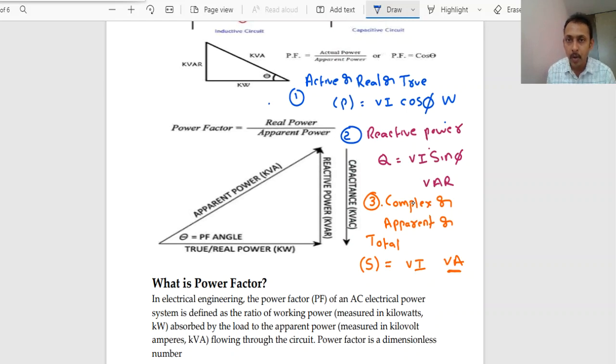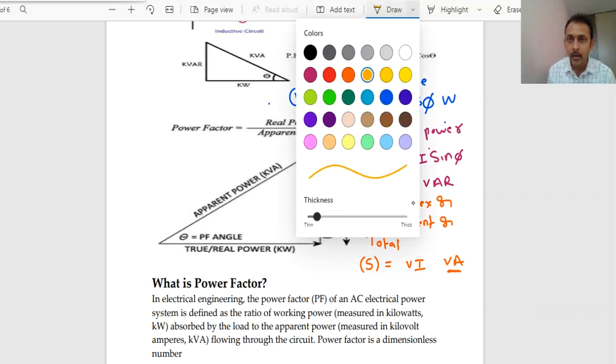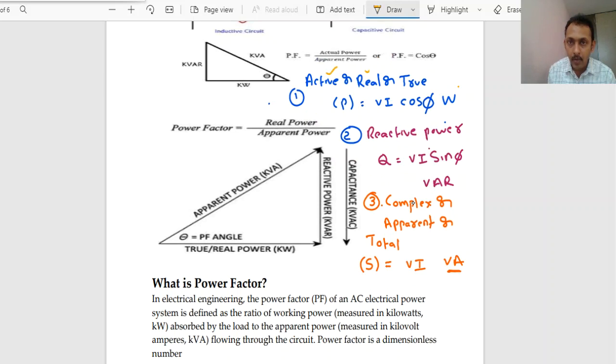If it is active power, or real power, or true power, we will denote it with the capital letter P. This is very, very important. So P is active power, or real power, or true power. The formula is P = VI cos phi: the product of the voltage, the current, and the cosine of the angle between the voltage and current. This phi is the angle between the voltage and current. And the units are watts.